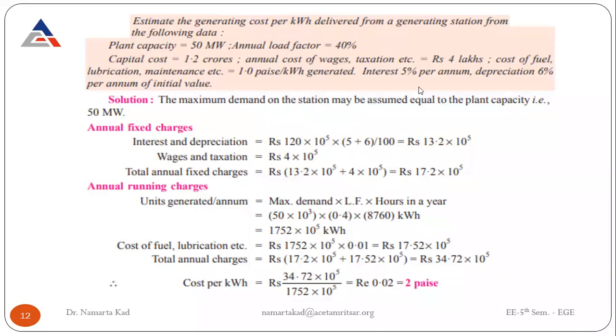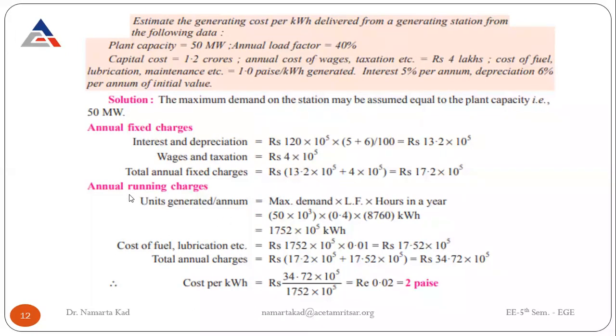Now here the wages and taxation are also taken in the fixed cost, and this comes to be 4 into 10 raised to power 5. It's directly given in the question. Now the total annual fixed cost comes out to be this plus this. So this is the total annual fixed cost, that is 17.2 into 10 raised to power 5.